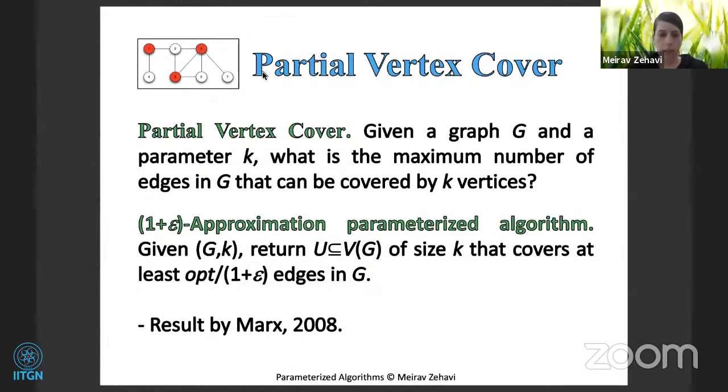So let's see how we get a 1 plus epsilon approximate parameterized algorithm. What do we mean by this? When we are given an instance (G, k) of the problem, some undirected graph G and parameter k, the number of vertices in the set, we want to return a set of k vertices, some subset U of k vertices that covers at least opt over 1 plus epsilon edges in G. This is what it means. It's a maximization problem, so 1 plus epsilon approximation factor means that we want opt over 1 plus epsilon edges in the solution.